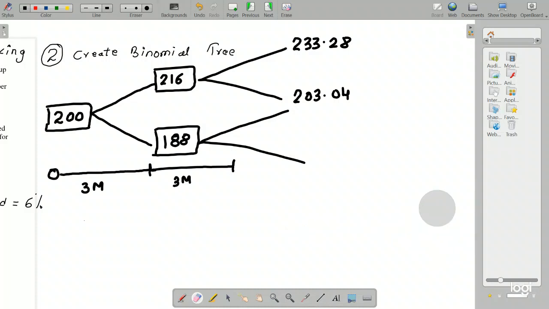However, for the second one, we need to calculate if 188 comes down by 6%, right? So 188 times 0.94. So we got the answer as 176.72, right? So what are the possible prices in this question: 233.28, 203.04 or 176.72?